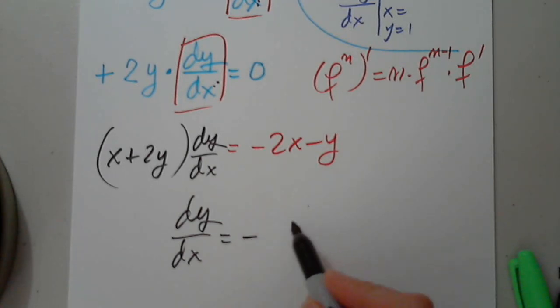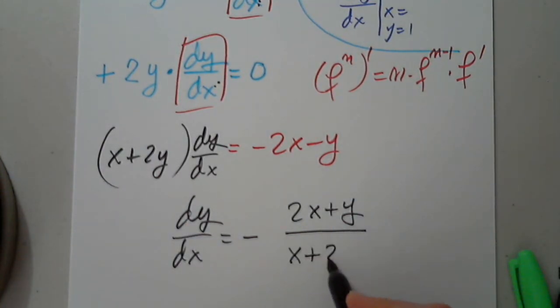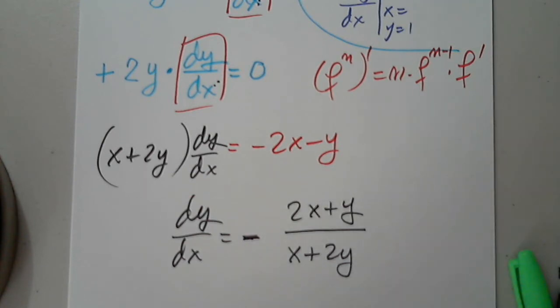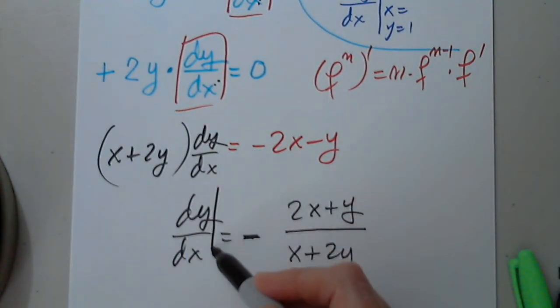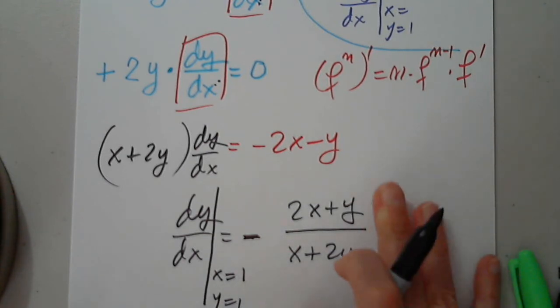Good. So then finally dy over dx, can anyone tell us what that equals? Negative 2x minus y over x plus 2y. Yes, same thing. Good. I prefer, since they're both negative, I put the negative in front. So now I want to evaluate this when x is 1 and y is 1.